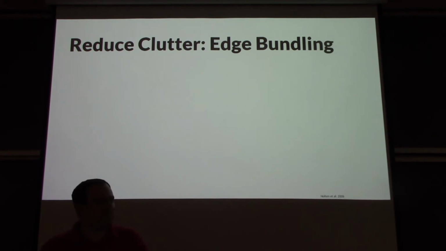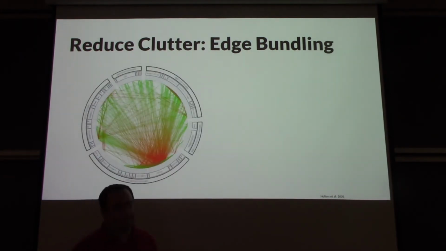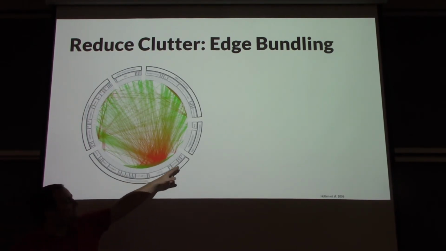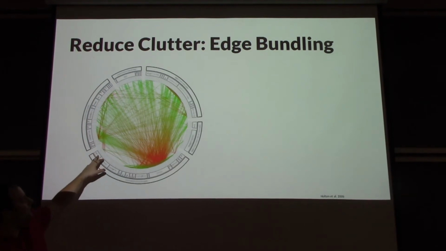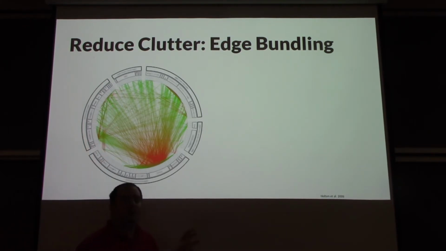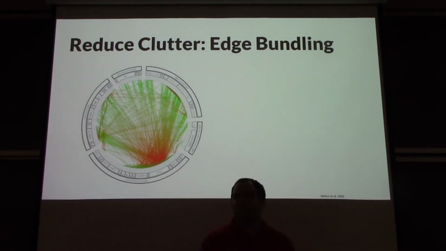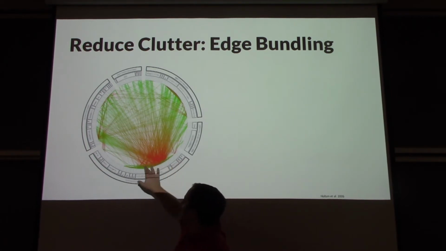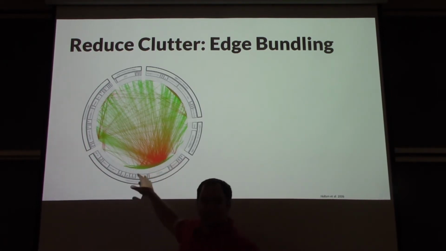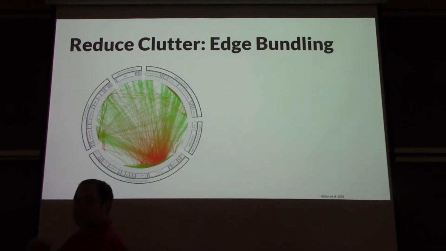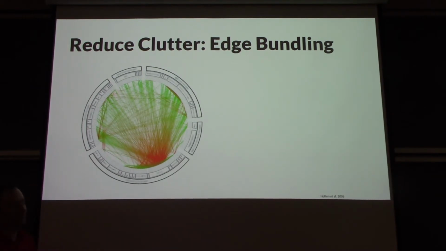And so one approach to reduce this clutter is edge bundling. This is a call graph of a software package. So we have a hierarchical structure. This is a top-level module. These are subfolders, and then here we have individual code files. And then we have these lines to show us how those things call each other. So we can see that this area here seems to be called a lot by other modules. So it's some very central piece of this code. But still, this is pretty cluttered.